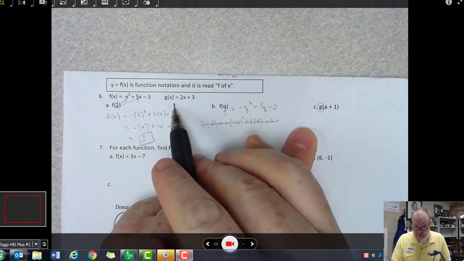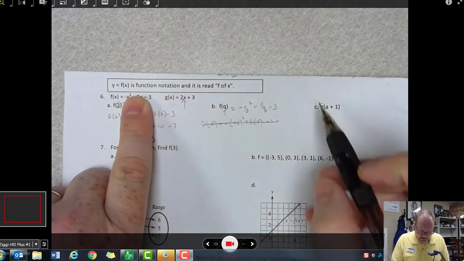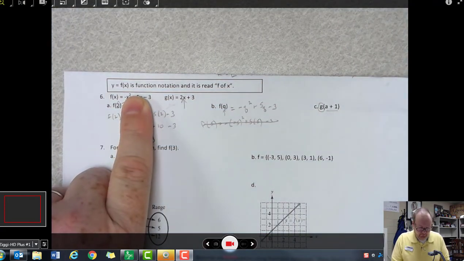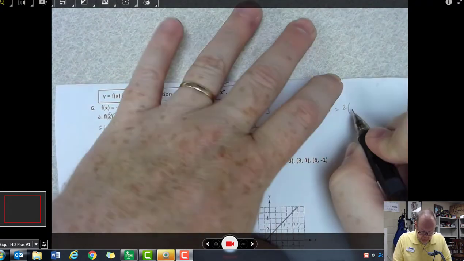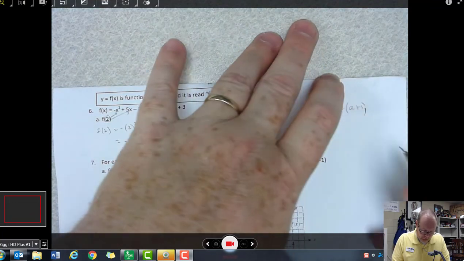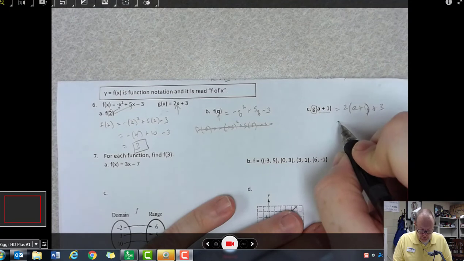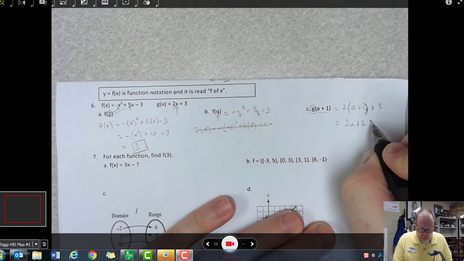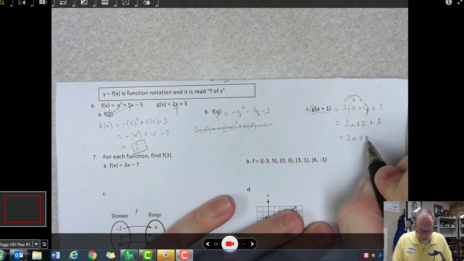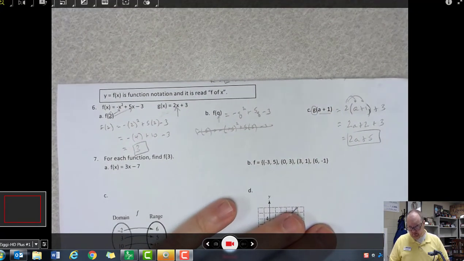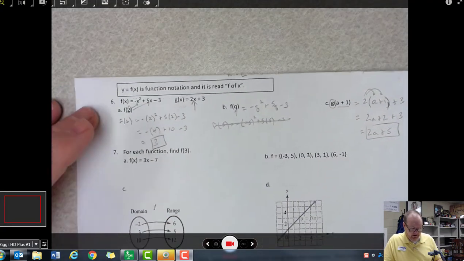I'm using the g function. And the thing that's going in place of x is going to be everything in parentheses. So that problem becomes 2 times a plus 1, all plus 3. And if I'm able to work it out, I want to. So 2a plus 2 after I distribute. And finally, 2a plus 5 for that solution. Hopefully you've seen function notation again before, but if not, there it is.